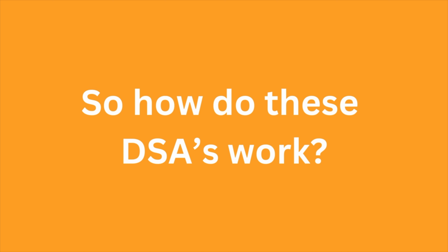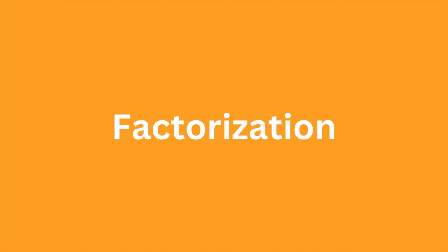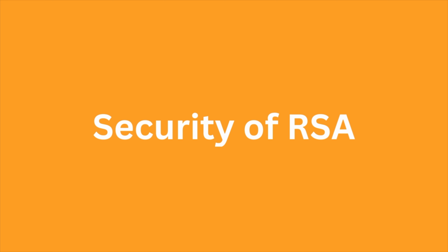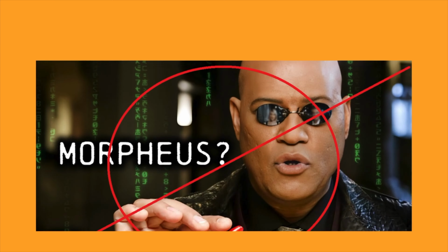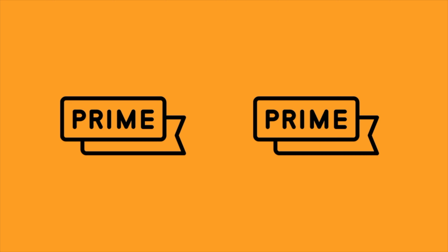So mathematically, how do these DSAs work? Well, factorization plays the key role, particularly in algorithms like RSA, which is widely used in DSAs. The security of RSA is deeply rooted in the difficulty of factorizing large numbers, also known as a modulus, which is specifically the product of two large prime numbers multiplied together. This mathematical challenge forms the backbone of RSA's encryption and decryption process.